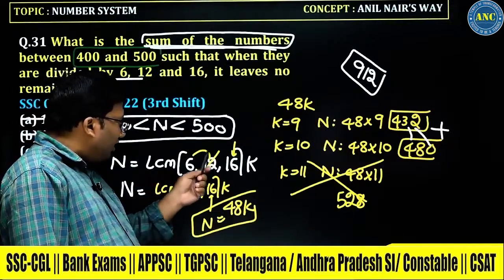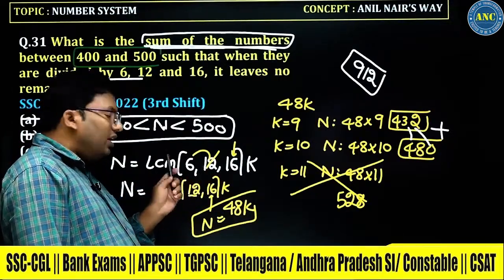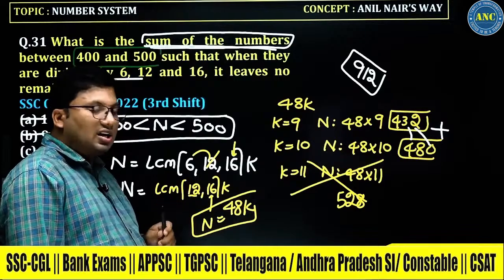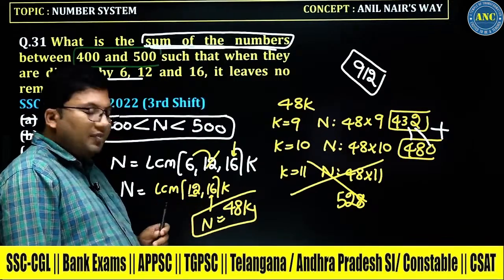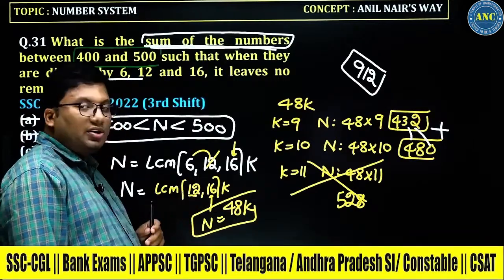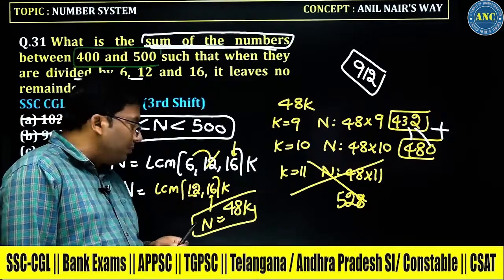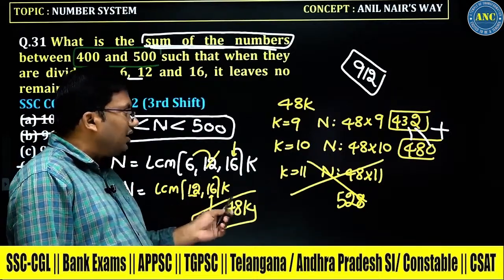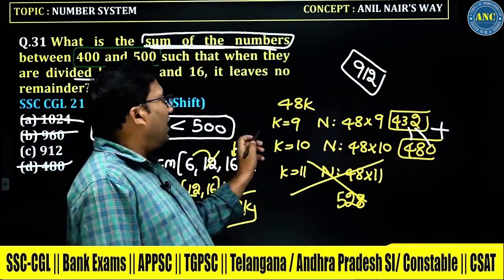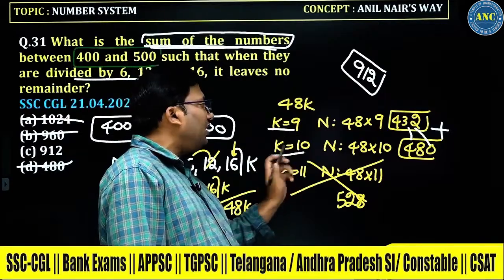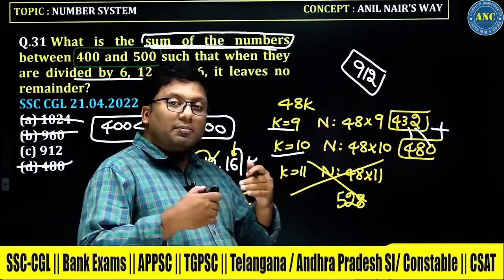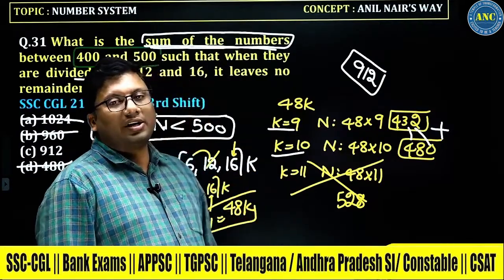LCM of 6, 12, 16. 12 is already a multiple of 6, so 6 is not required. 12 and 16. 16 is not divisible by 12. 12 contains 3 as a prime factor. 16 3s are 48k. I substituted k equal to 9, k equal to 10, and I got the numbers which lie between 400 and 500.